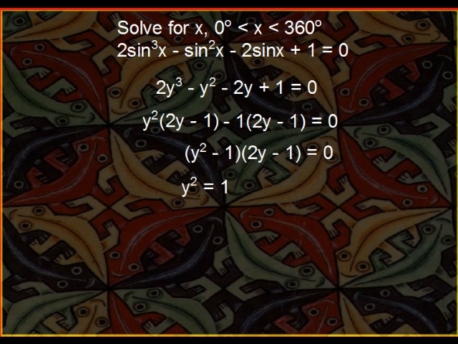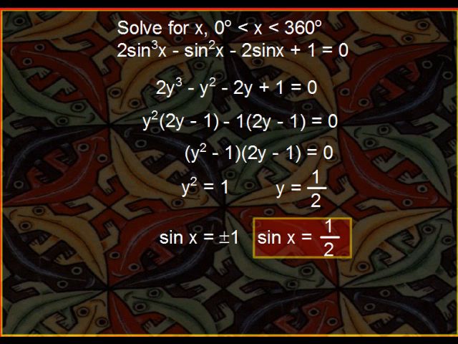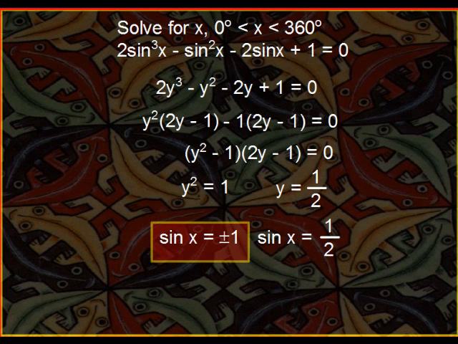For y squared equals 1, you take the square root of both sides, and you get plus or minus 1. Therefore, the sine of x is equal to plus or minus 1. For the other one, you get y equals 1/2. Therefore, the sine is 1/2. And then from there, you would just figure out your various angles. For the plus or minus 1, you have to think, where is the sine 1 and where is the sine negative 1? Just use the unit circle for that. And you get 90 and 270 degrees.